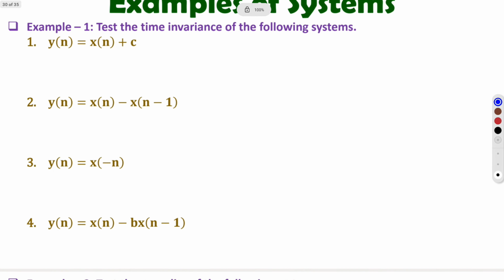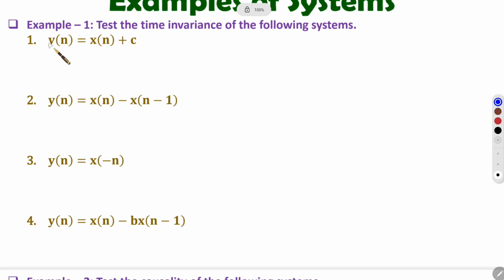So here in problem 1, we have y of n equals x of n plus c. First of all, we will give a shift to the input. So the shifted input will be x of n minus k. In that case, let us consider the output is y of n comma k. So here you will get the output where the input is shifted. That will be x of n minus k plus c.